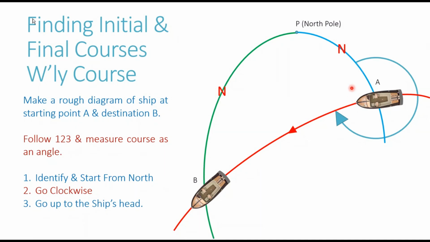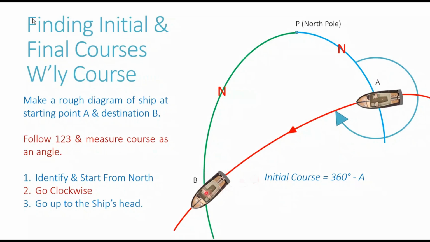The internal angle A is known to us. So our initial course in this case will be 360 minus angle A. So you can see it here. The initial course in this case is going to be 360 minus A.